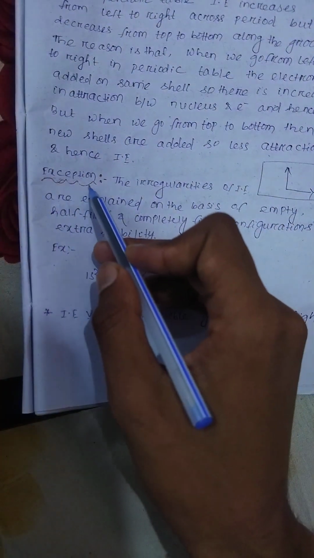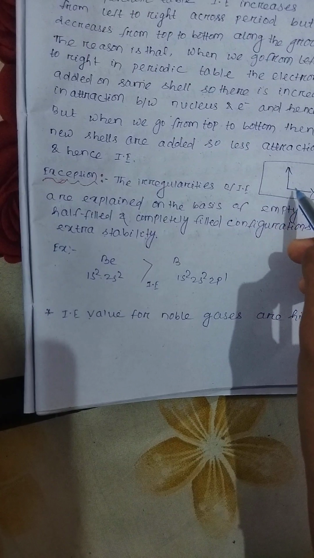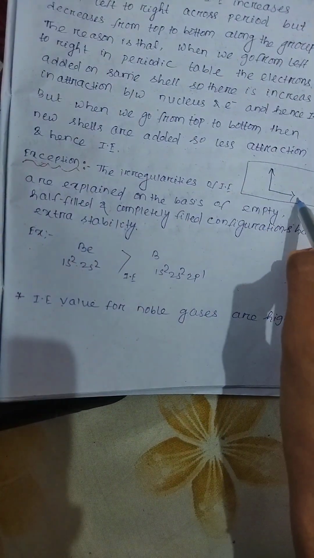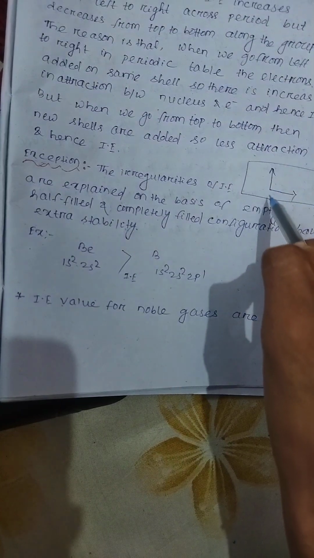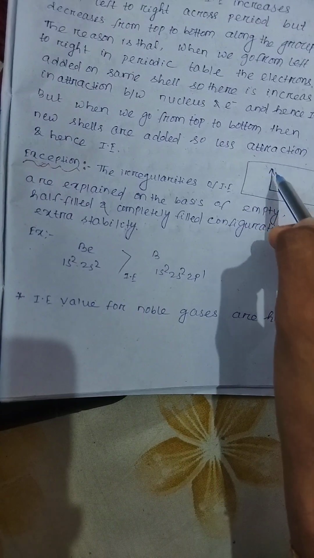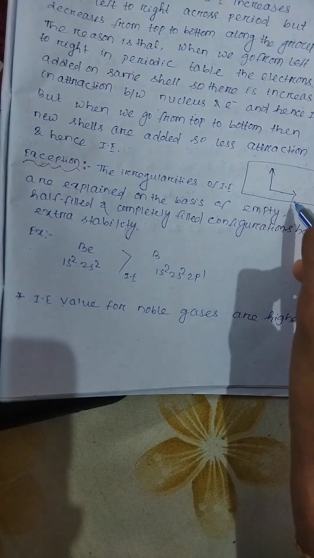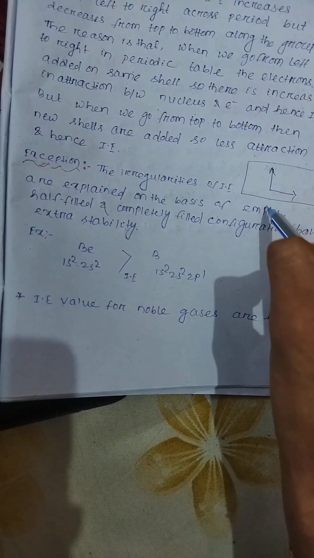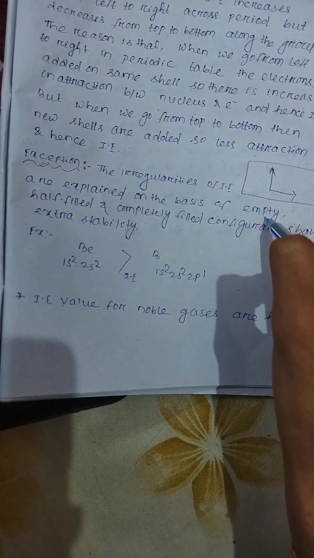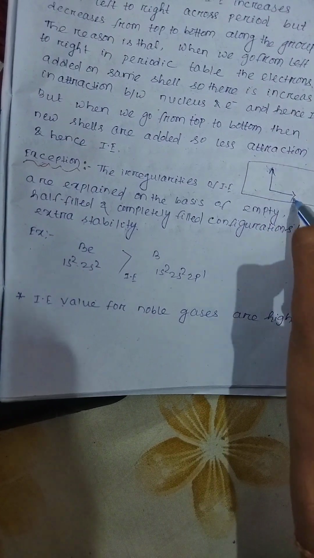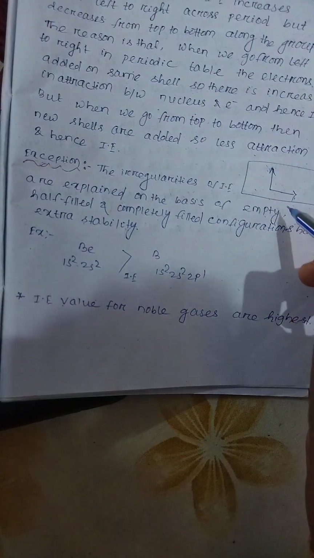Then there is some exception to this rule. This figure shows that when we go from left to right in the periodic table, ionization energy increases. When we go from bottom to top, ionization energy increases. This is a short trick, L. You can remember L: this is L, and the arrow mark means from here to here. That means in the periodic table, bottom to top, ionization energy increases, and from left to right, ionization energy increases.